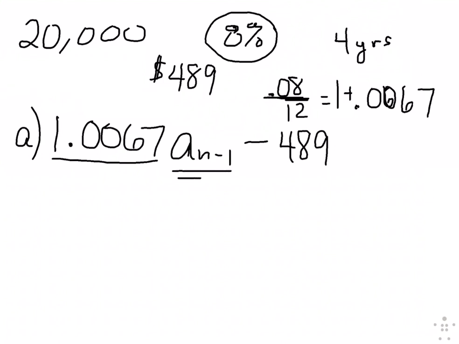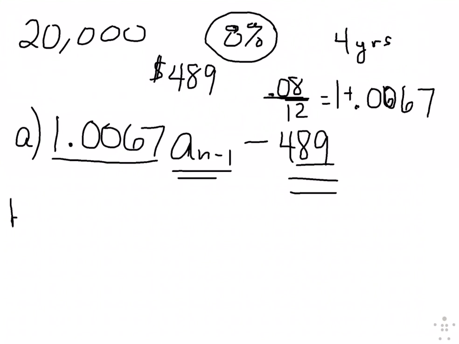Then a sub n minus 1 will always be there, because it's a recursive rule. And then minus the monthly payment is the third part, whatever that monthly payment happens to be. Part B says find the balance after the 4th payment. I showed you 2 different ways of doing it yesterday.